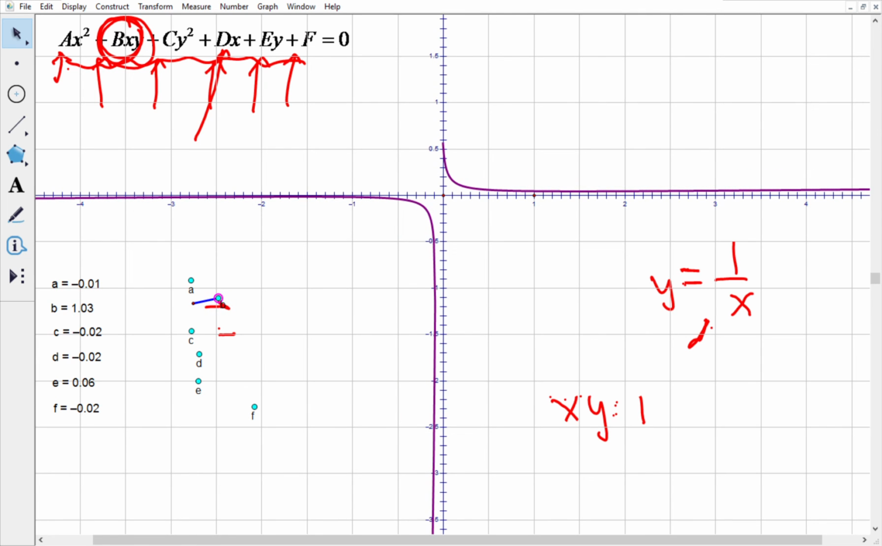All right, so in future videos, I'm going to show you how, given a conic in general form, one of the degenerate conics, to graph it, okay?